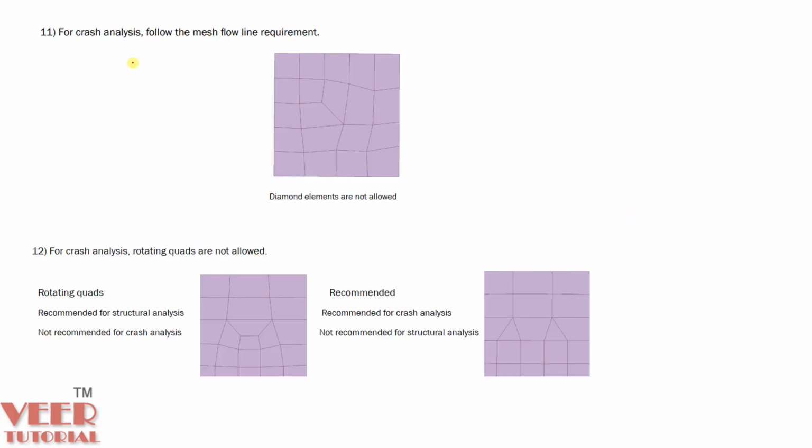After that, whenever we perform a specialized type of analysis, for example in case of crash, rotating quads are not allowed. Here you can see this mesh is coming here, then you will see a rotating quad. This is something not recommended. Again here in this example we can see a rotating quad. So generally in structural analysis we can use them, but in crash we cannot. We have to follow a smooth mesh transition.